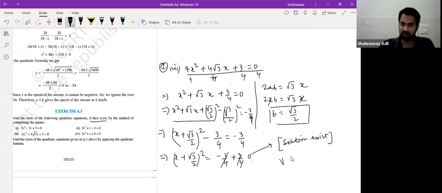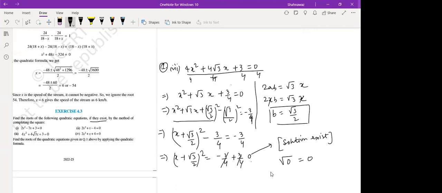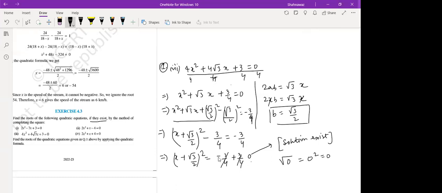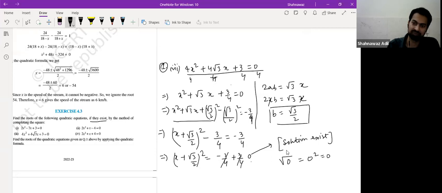You take the root of 0. Root of 0 is how much? Root 0 is 0, because 0 square is 0, right? So the solution exists, and the second thing is that they are equal, right?